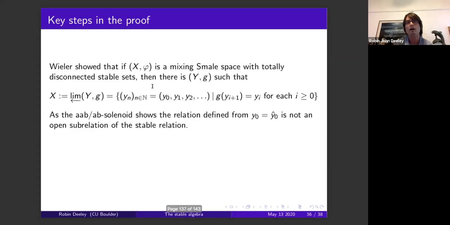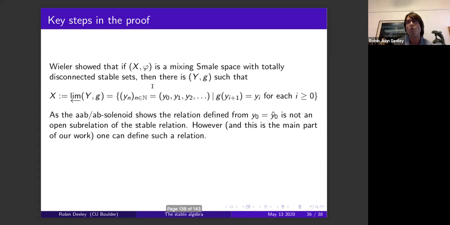Okay, now the second thing is we know we can't take this naive relation of just equality of the first coordinates, right? That's what the AAB-AB solenoid told us. So we have to refine that relation, and this is Alan's and my contribution, doing this in the full generality of this situation. We define this subrelation that's open. And then, once you have that open relation, things are meant to work, right? It's nested, and you can see by those examples, I hope, how everything should go.